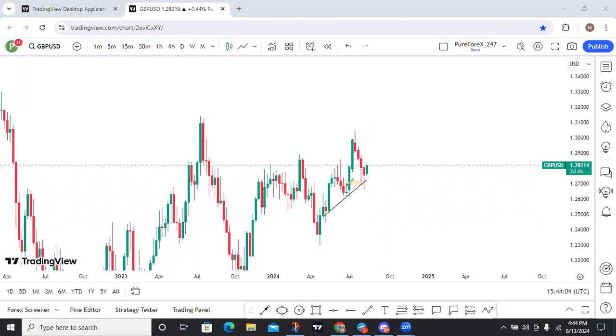As you can see from the weekly time frame, you can also see the market rejecting, showing us that the impulsive movement from the weekly is about to start, right? So let's go back to the daily.